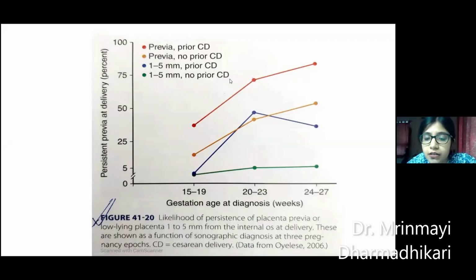CD is cesarean delivery. If you take a look at these patients, by 28 weeks of gestation, the percentage of people in whom there is a persistent placenta previa is only 5%. Compare this with the red curve. The red curve denotes all patients of placenta previa along with a previous history of cesarean delivery. In these patients at 28 weeks of gestation, almost 80% of them will have a persistent placenta previa. So the risk factors, that is previous cesarean delivery and higher degrees of placenta previa, will cause persistence of this placenta previa even at term gestation.